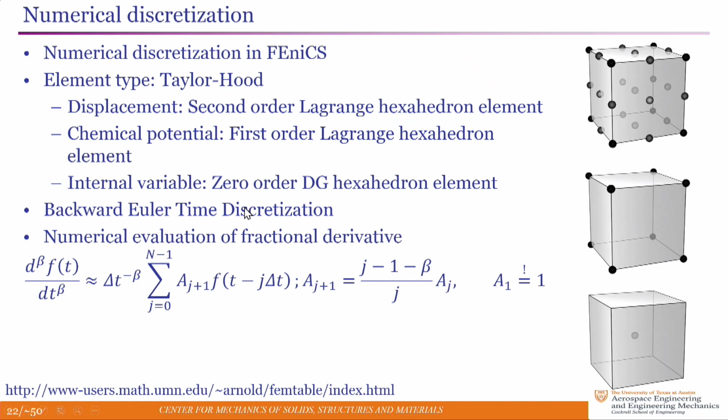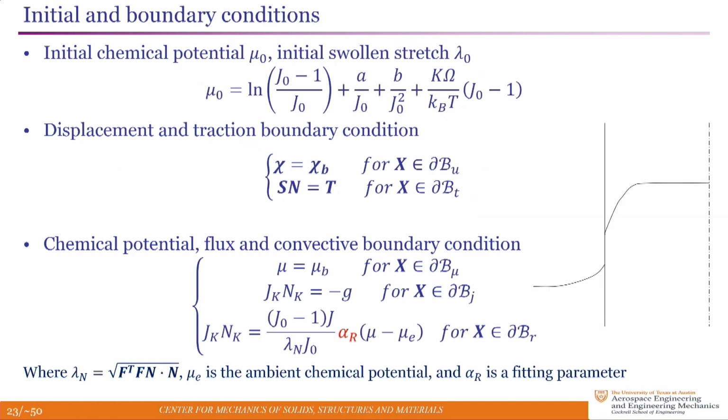Backward Euler time discretization for the diffusion problem or mass balance problem. The numerical evaluation of the fractional derivative is a big challenge because it needs information at every point from all times previous to the current time. And so it's a large storage requirement, but it's something that can be handled in modern computers. Initial and boundary conditions are important. You need to describe the chemical potential state of the specimen, meaning how much water is contained in the specimen at the onset. And then the other boundary conditions are based on displacement and tractions for the forces, and for the chemical potential and fluxes for the water content.